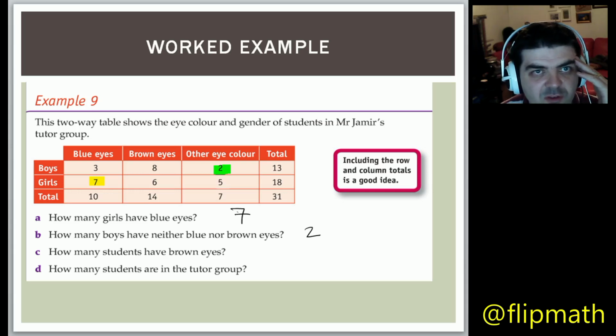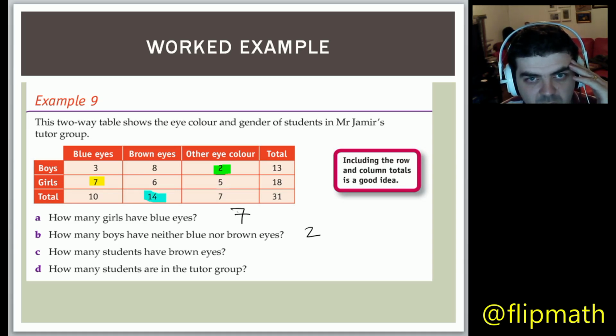So it's looking for the total of people that have brown eyes. There's your column of brown eyes. 8 boys, 6 girls, for a total of 14 altogether.